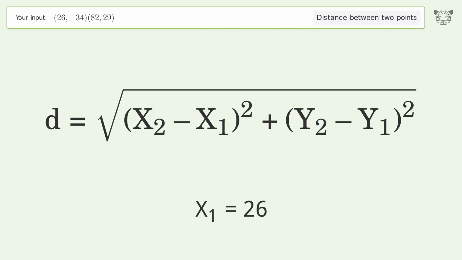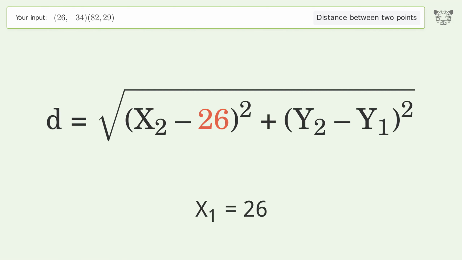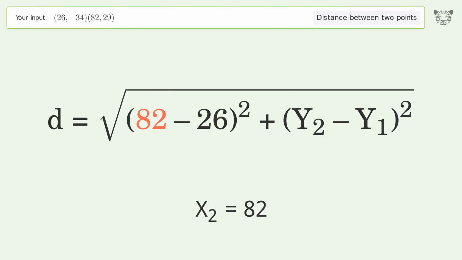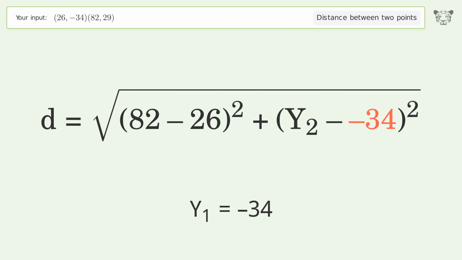x1 equals 26. x2 equals 82. y1 equals negative 34. y2 equals 29.